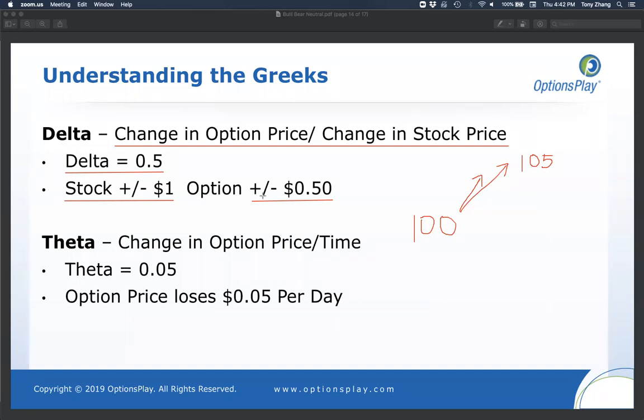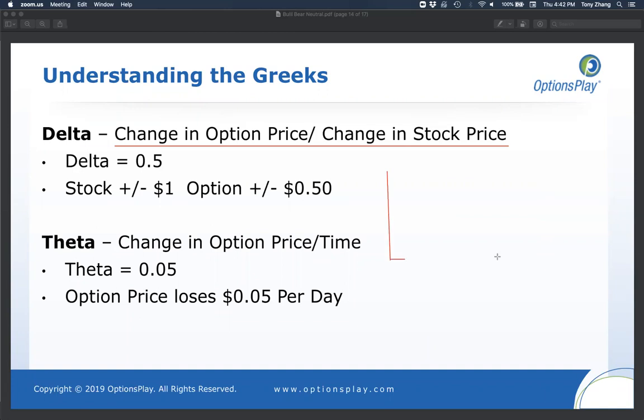And that's the largest risk that you have with any option strategy, the change in the underlying stock price. However, there's a second factor involved when you're trading options that may not be in play when you're trading stocks, and that's theta. Theta tells you the decrease in the value of the call option, or any option that you trade, as it approaches expiration.